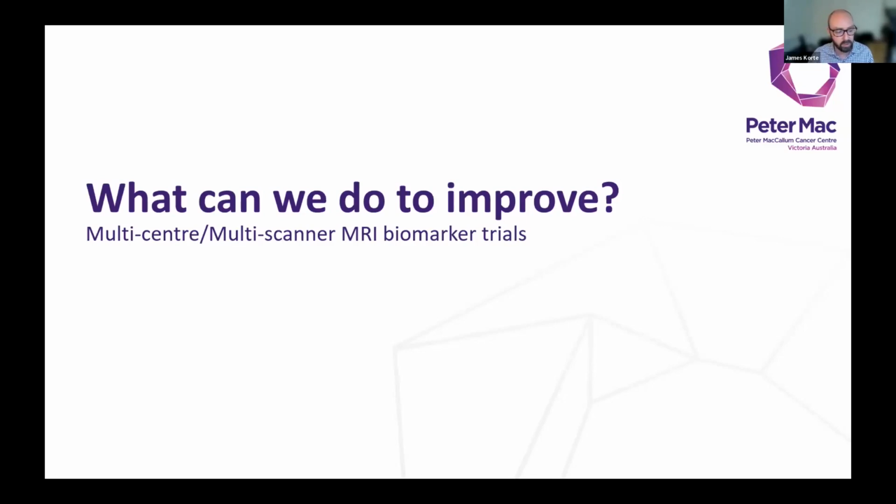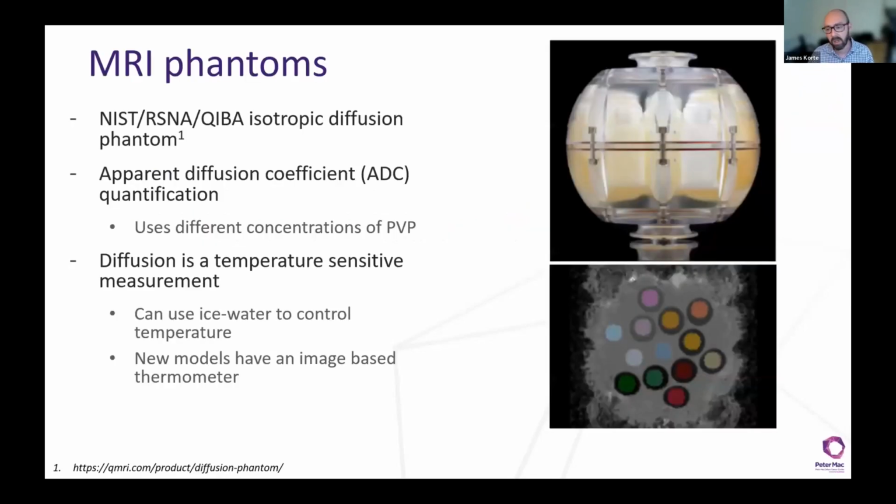So what can we do to try and improve that? And that's where MRI phantoms come in. Phantoms in general are objects with known properties that allow us to take a controlled measurement between different scanners, or over time on the same scanner, to make sure that we're actually getting the same values, because we can guarantee that the object isn't really changing over time, or not very much.